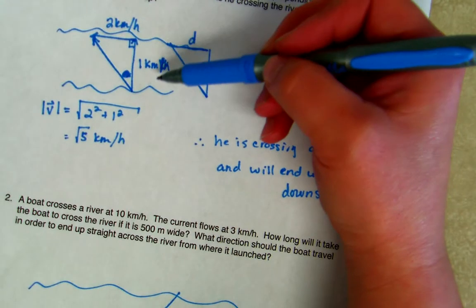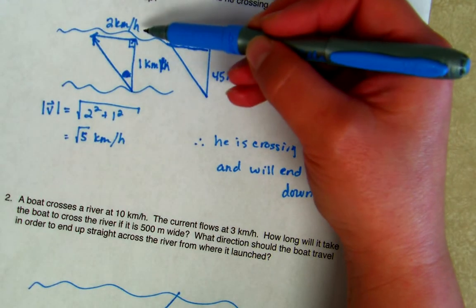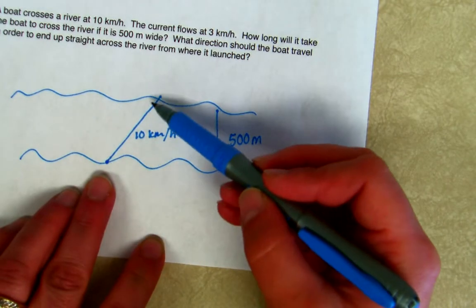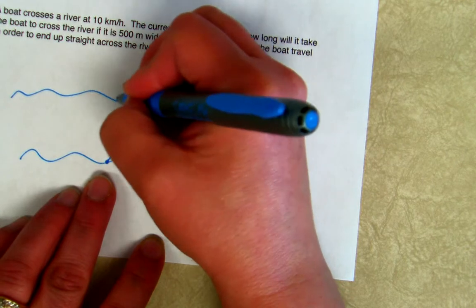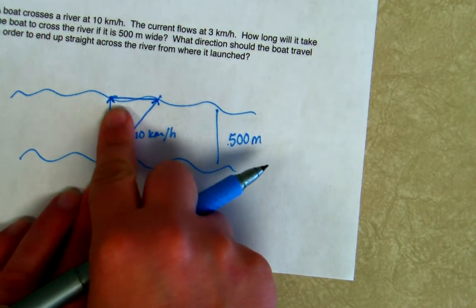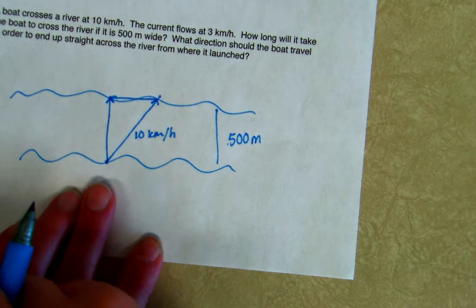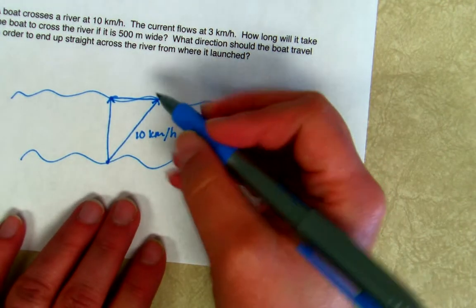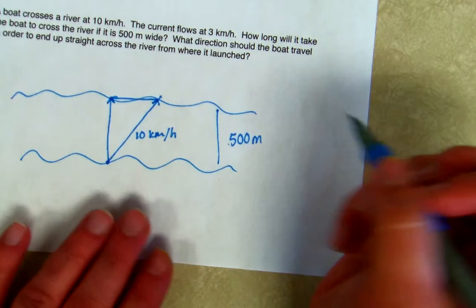In our first example, the swimmer was trying to head straight across and ended up getting pushed. So we put our 1 kilometer there. Here, the boat is trying to head up here, but then the current is going to push it where they actually want to end up, which is here. So I have my 10 kilometers an hour, and it says how long will it take the boat to cross the river if it's 500 meters wide.